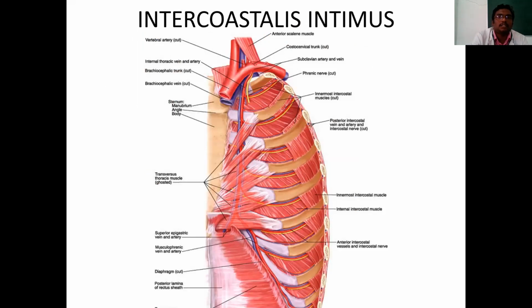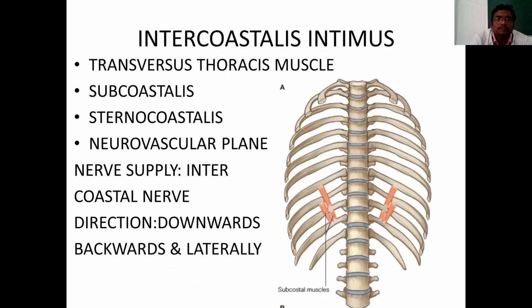So intercostalis intimus. Once again, this is the innermost muscle, and it is being divided into another two subgroups of muscles. So here you will be able to get the innermost intercostal muscles. These muscles are once again divided into transverse thoracic muscle, subcostal muscles, and sternocostal muscles. So these are the other muscles that are a part of the intercostal muscles.